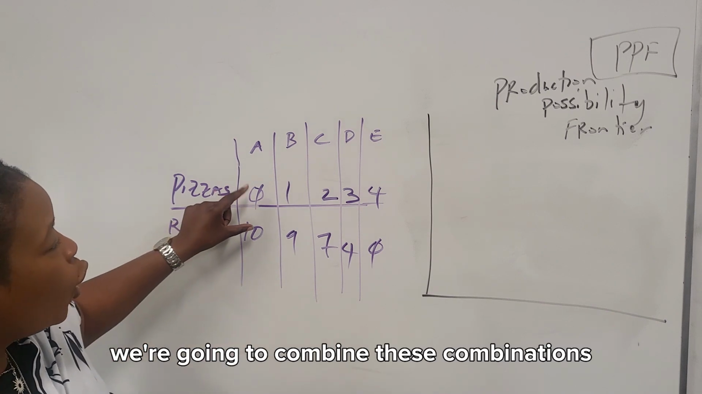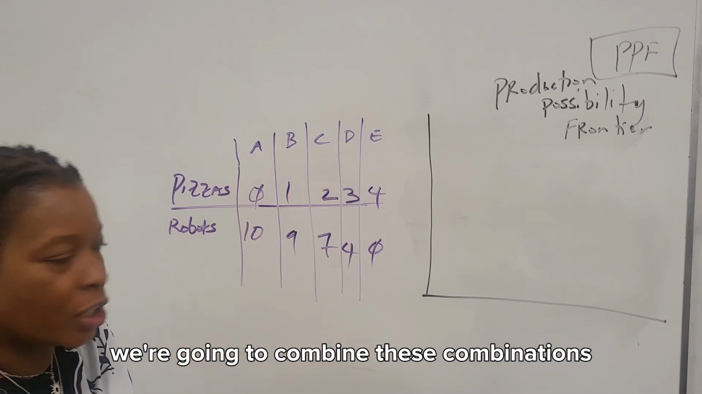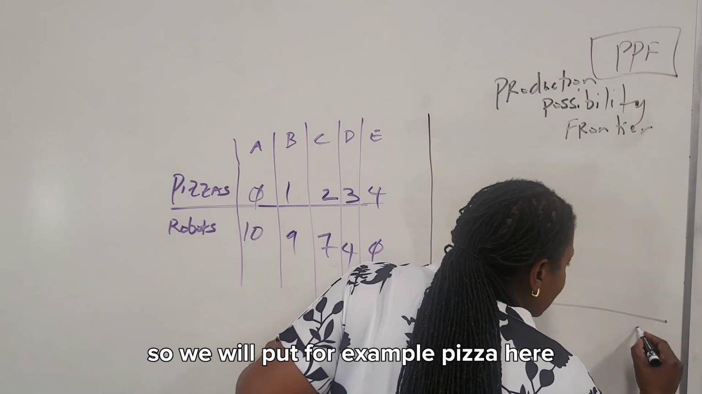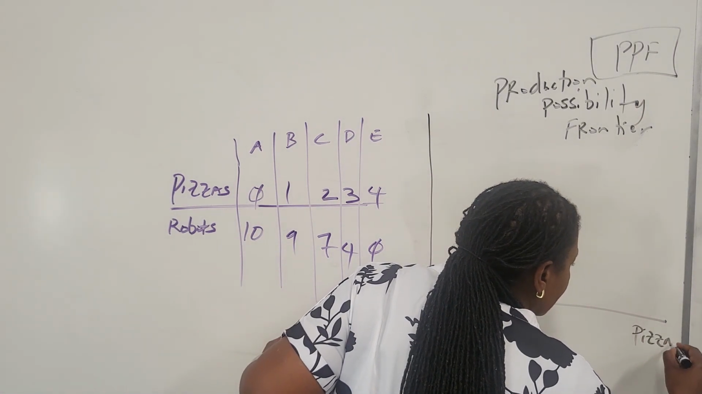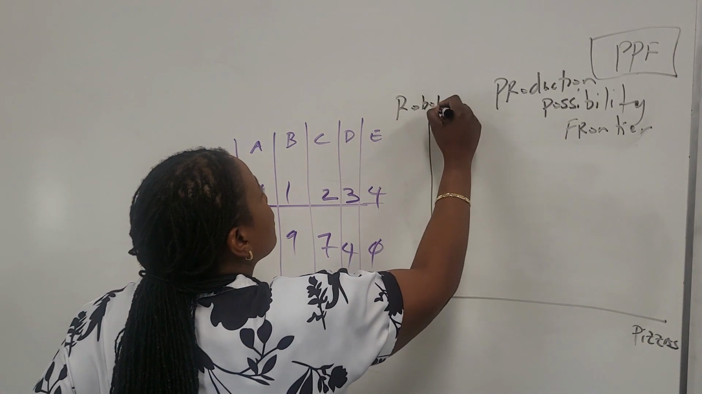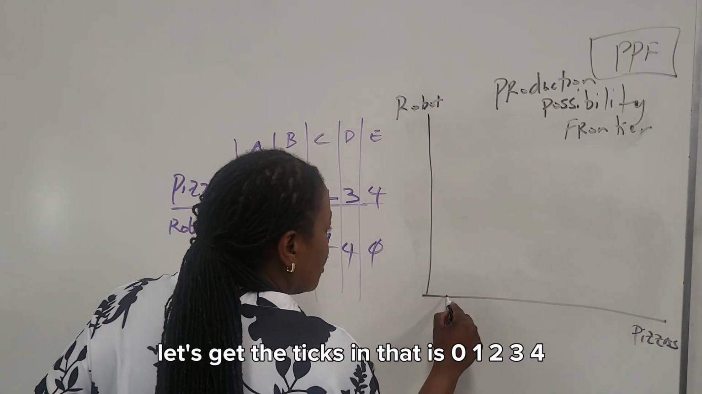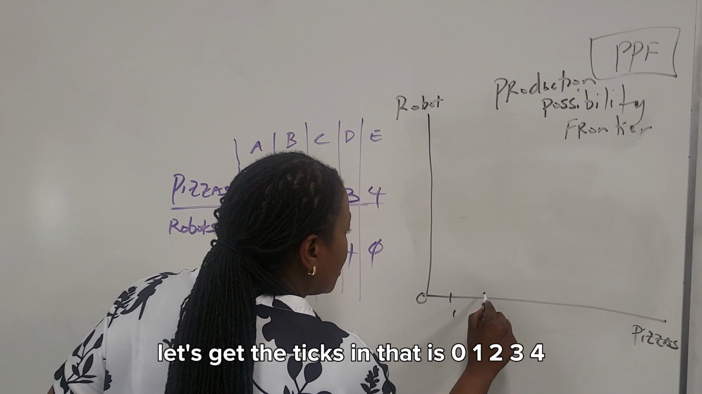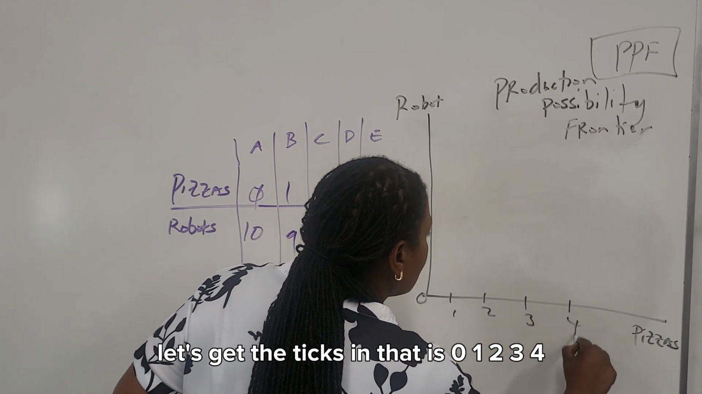We're going to combine these combinations. So we will put, for example, pizzas here, and then we will put the robots up here. Let's get these ticks in. That is 0, 1, 2, 3, 4.